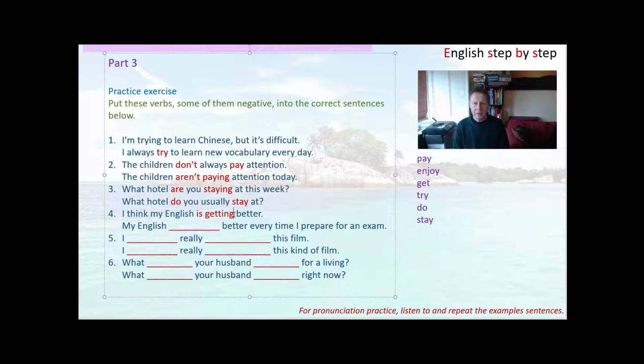And in the second example, we have this adverbial phrase, every time. Now, every time means that it's a repeated activity. So in this case, we use the present simple. So again, the verb is get. I get, you get, my English gets. That's an example of third person singular.